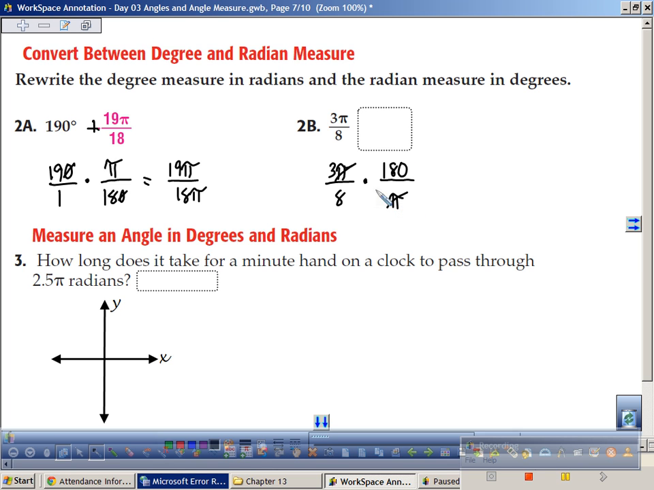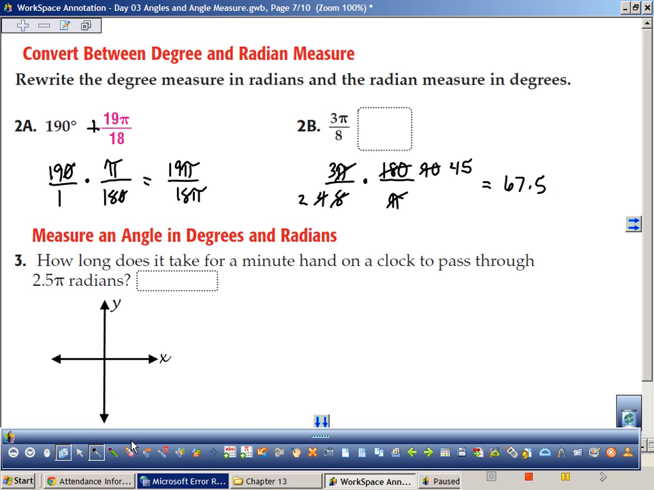Yep. So when I do that, you know me, I like to cancel stuff. So if I cancel a 2 out of there and cancel a 2 out of there, I have 90. Cancel another 2, I would have 45. What's 45 times 3 divided by 2? 67.5. Yes.